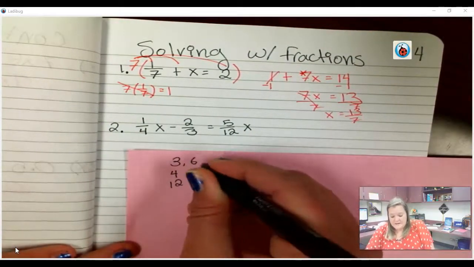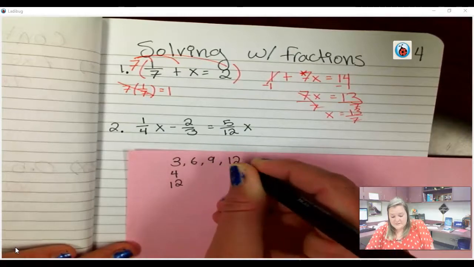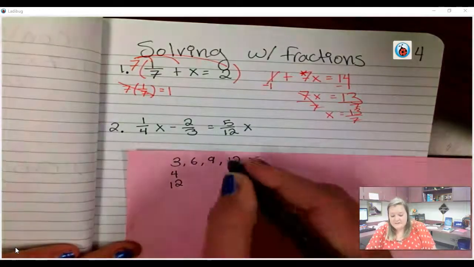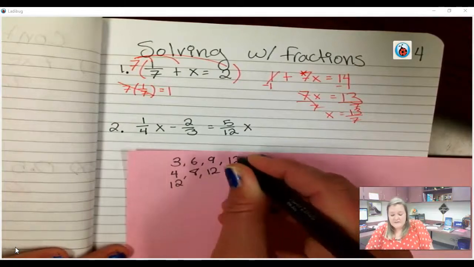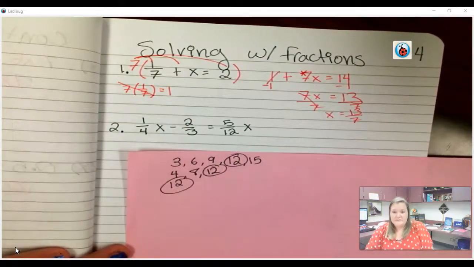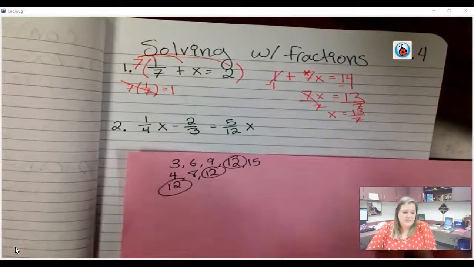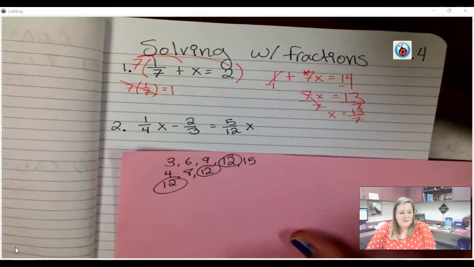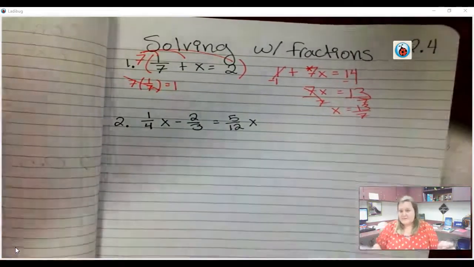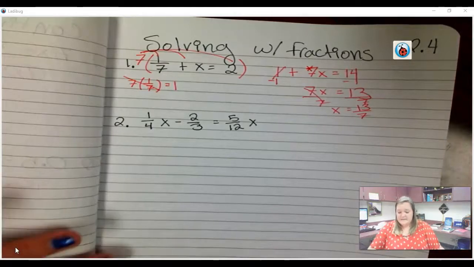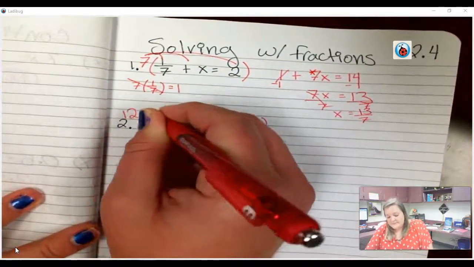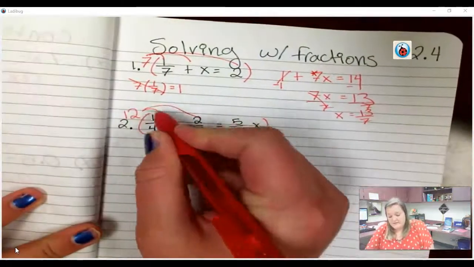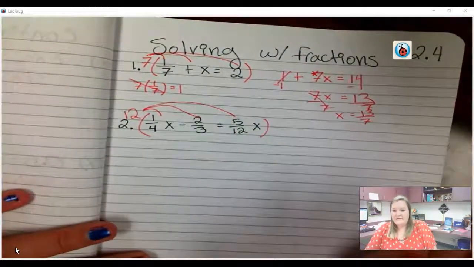So for 3, you have 3, 6, 9, 12, 15. Oh, there's a 12. Let's see if it works for 4. So 4, 8, 12. Hey, all of these multiply together to get 12. So we are going to multiply everything in this equation by 12. We're going to multiply the 1/4, the 2/3, and the 5/12.